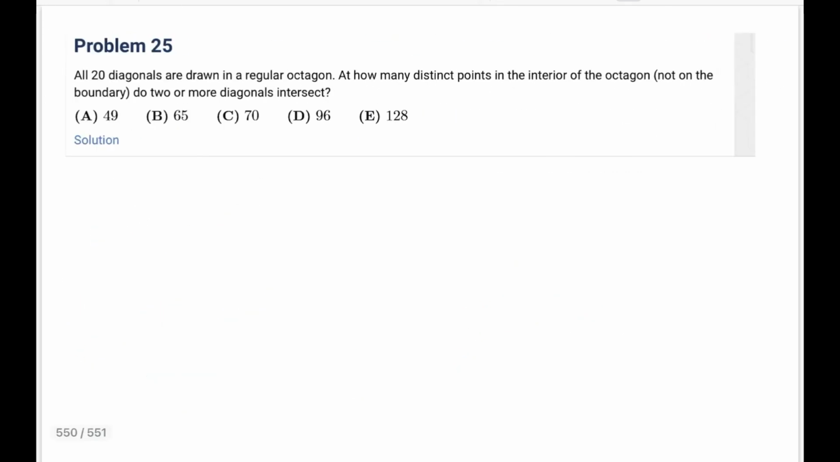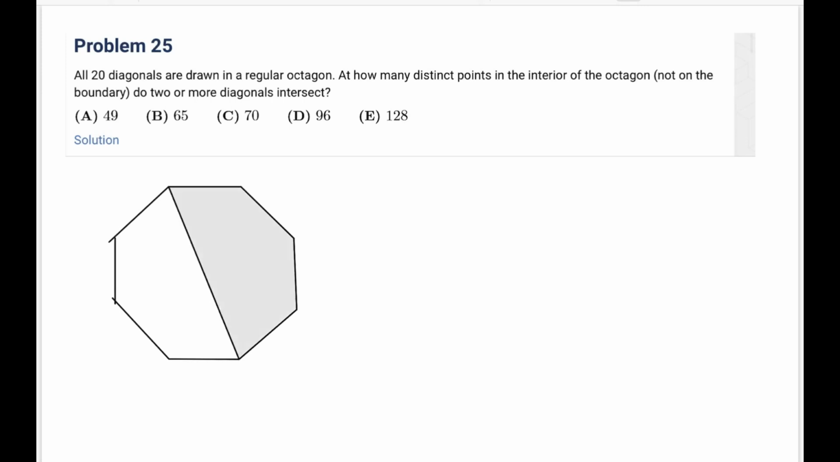Last problem: all 20 diagonals are drawn in a regular octagon. At how many distinct points in the interior of the octagon, not on the boundary, do 2 or more diagonals intersect? Okay, so let's try to draw this regular octagon. And then we need the 20 diagonals, right? But we don't want to have to draw all 20 diagonals.